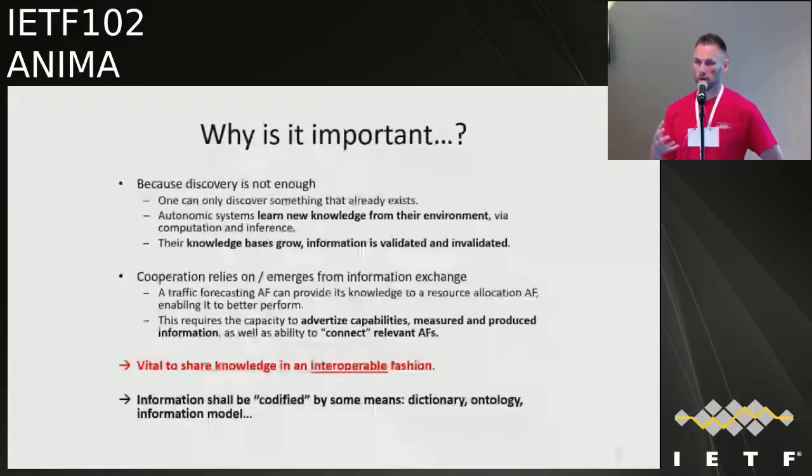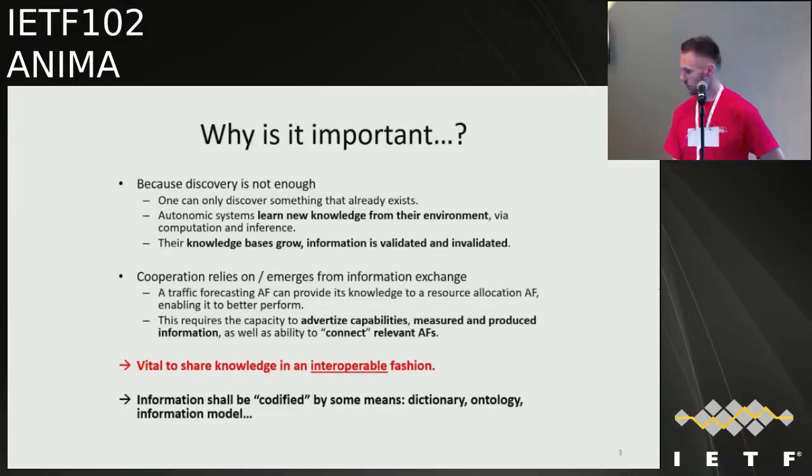So this is why there is a need to go beyond simple discovery and simple, I would say, data manipulation or information exchange, and go to a level of knowledge exchange and reasoning on this knowledge to take some higher level decisions. So cooperation in autonomic networks also relies heavily on, or emerges from, the information exchange.